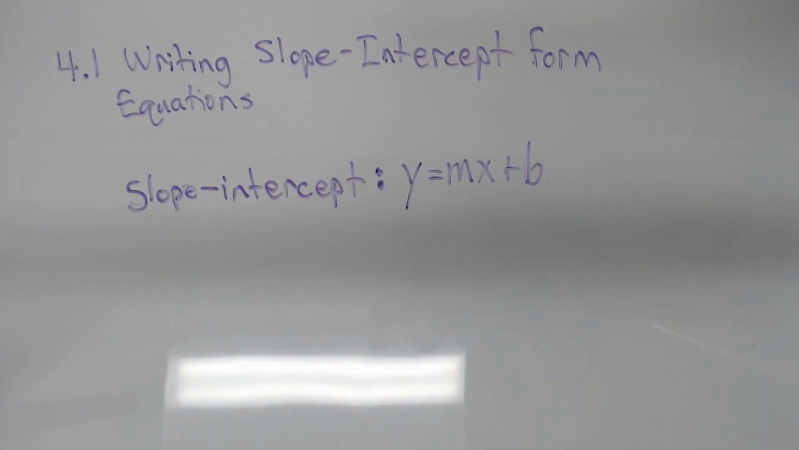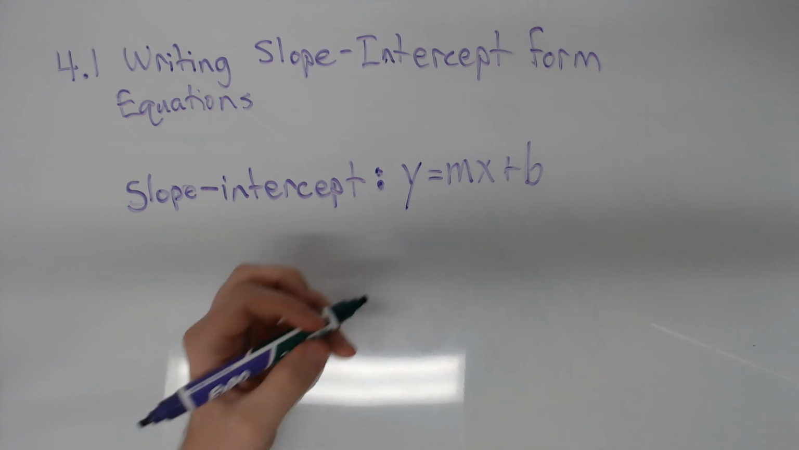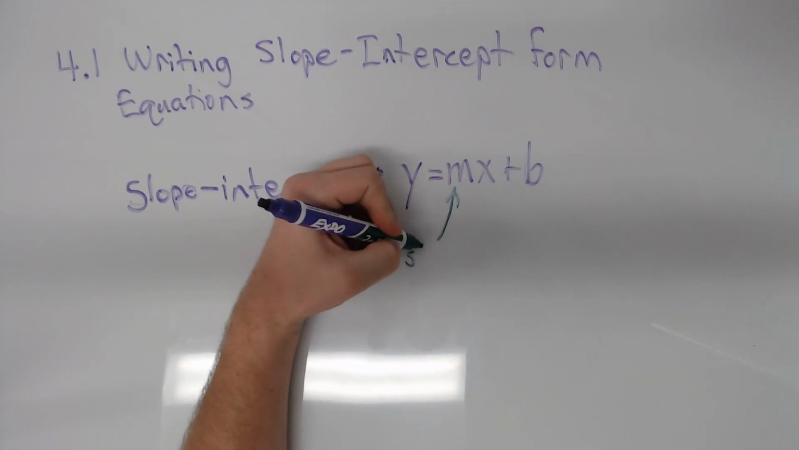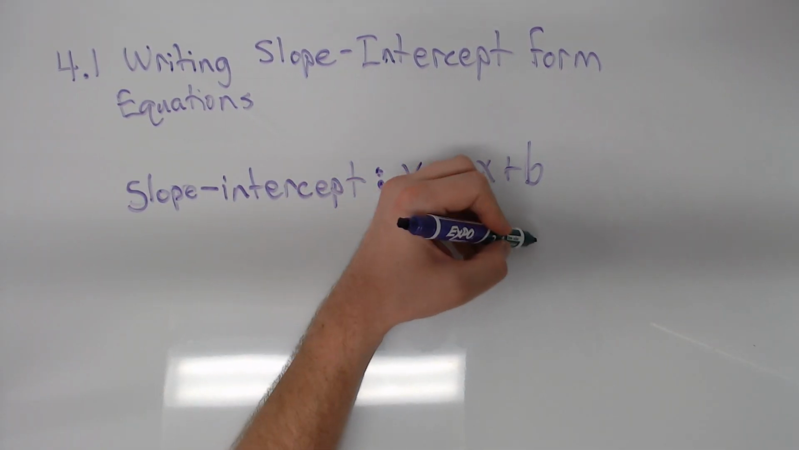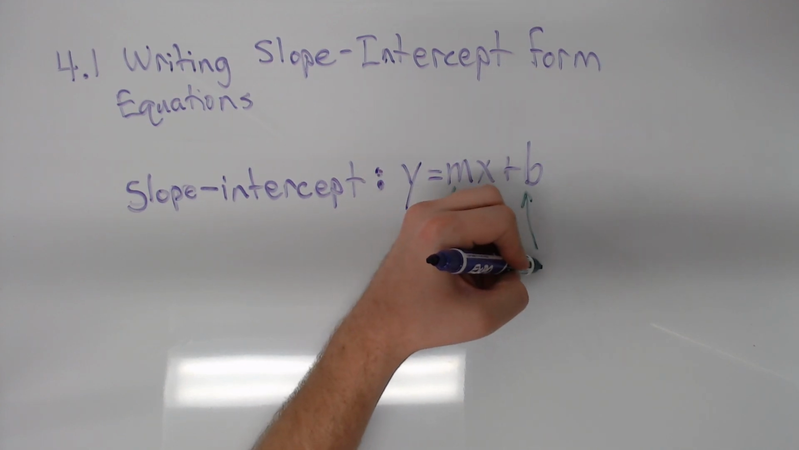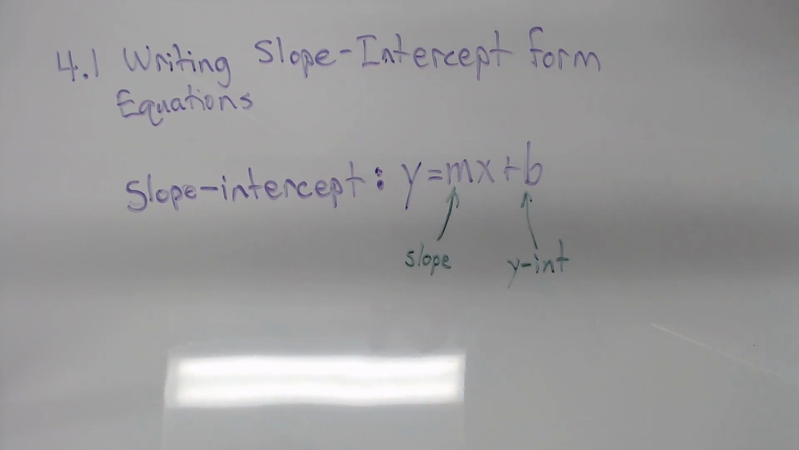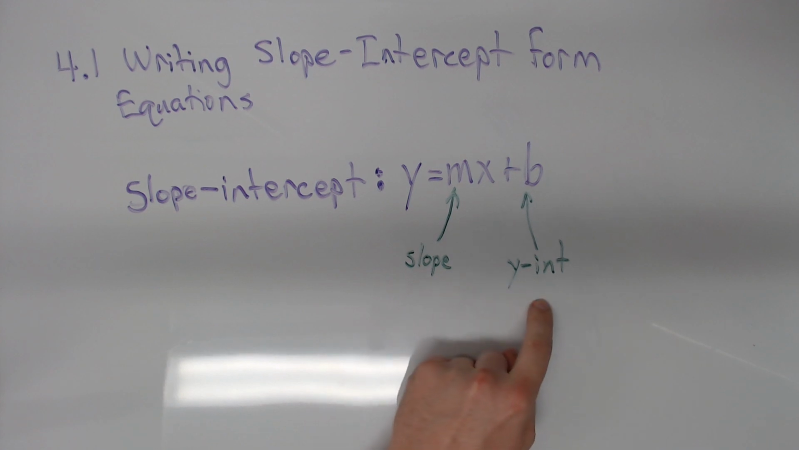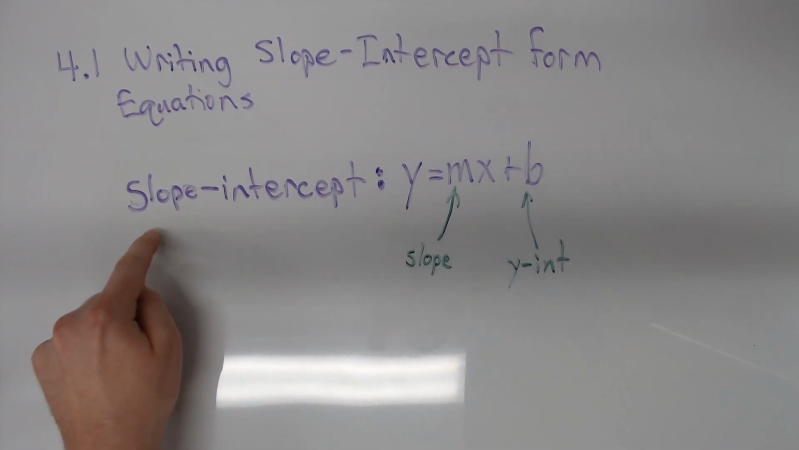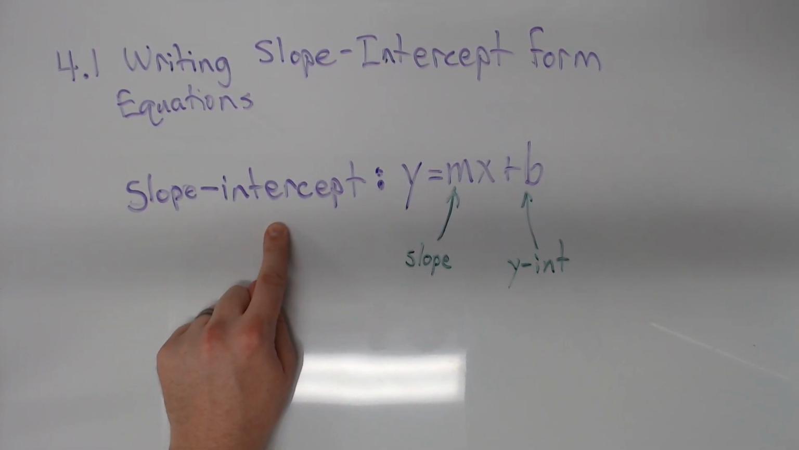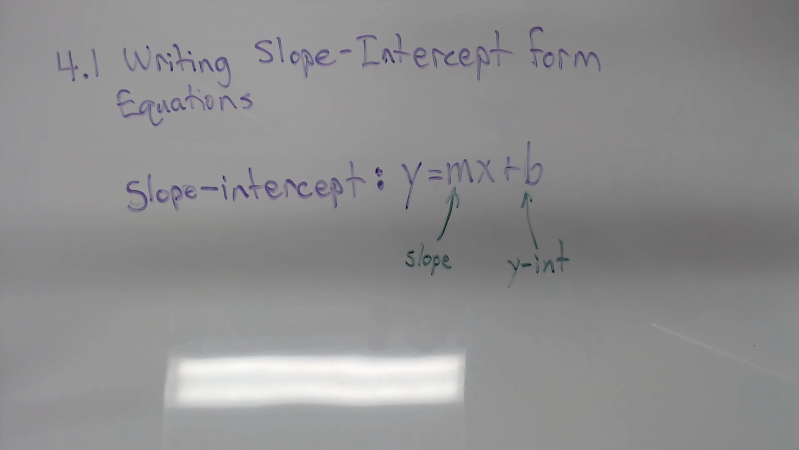So to break this down and give you a reason why it's called what it is, m stands for the slope. We should know that by now. Same thing with b. That stands for the y-intercept. We should know that by now. So because we need the slope and the y-intercept, the name of the equation is slope-intercept. So whoever thought this one up knew what they were saying.